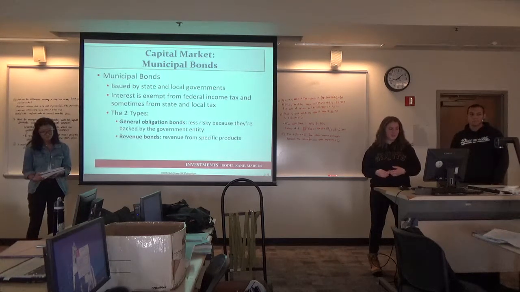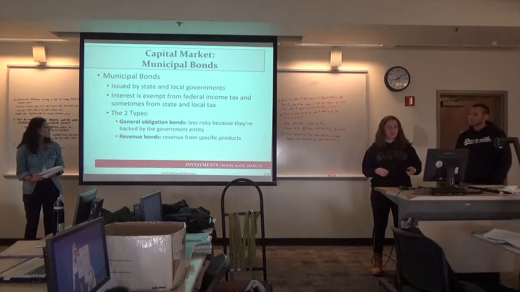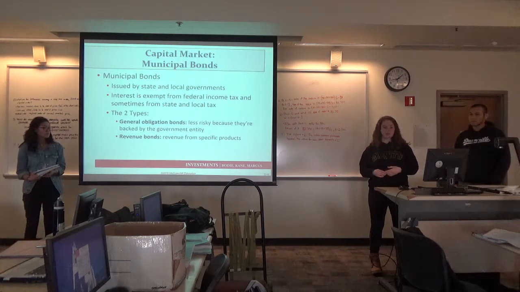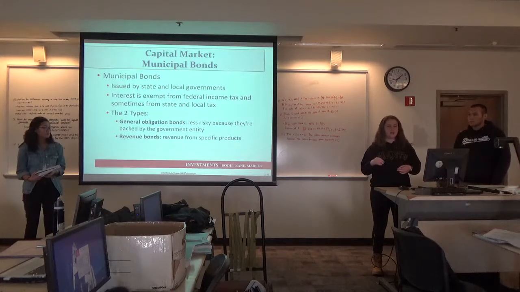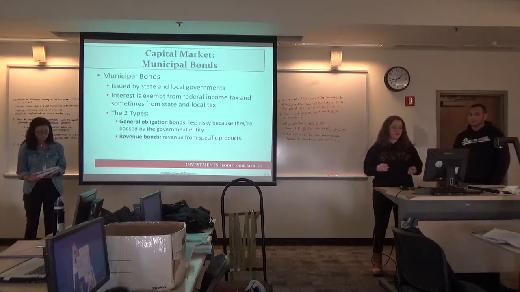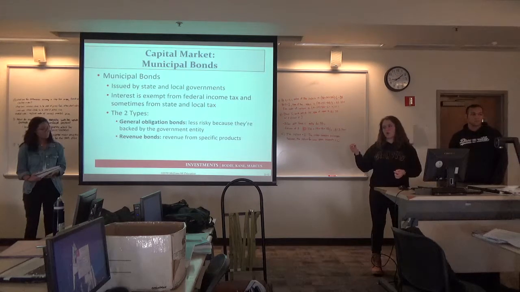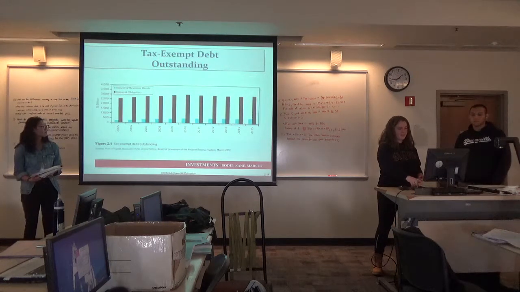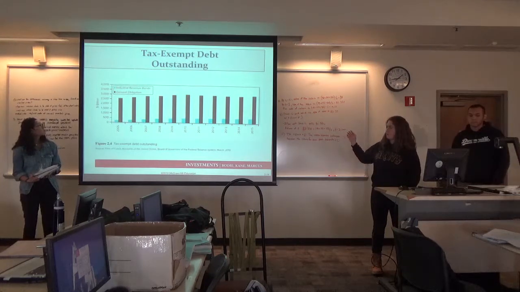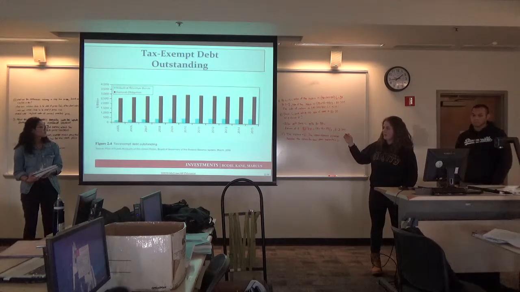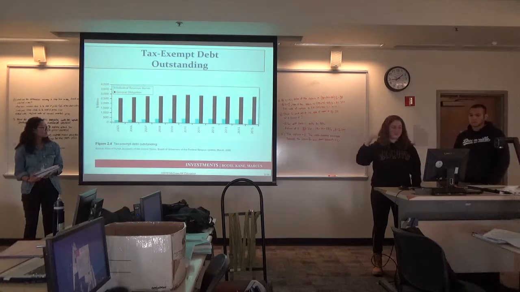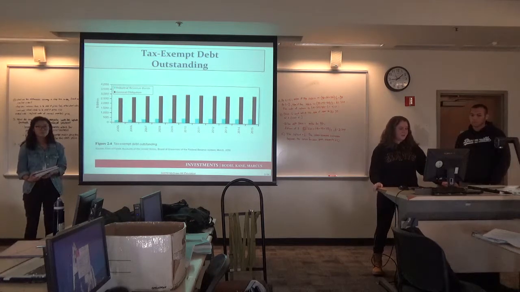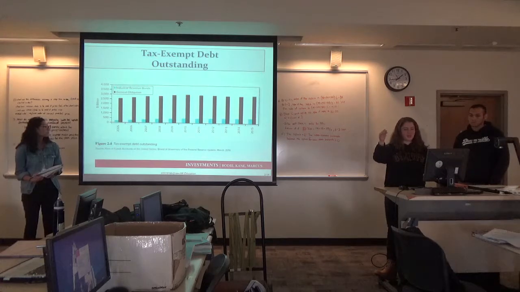And so there are two types. There's the general obligation bonds and revenue bonds, and they vary in levels of risk and return. General obligation bonds tend to be less risky as they are backed by the government, and then revenue bonds just come from specific products, so it'll vary there. And then we had a chart that we wanted to explain regarding the distribution of tax exemption between general obligation bonds and the industrial revenue bonds.